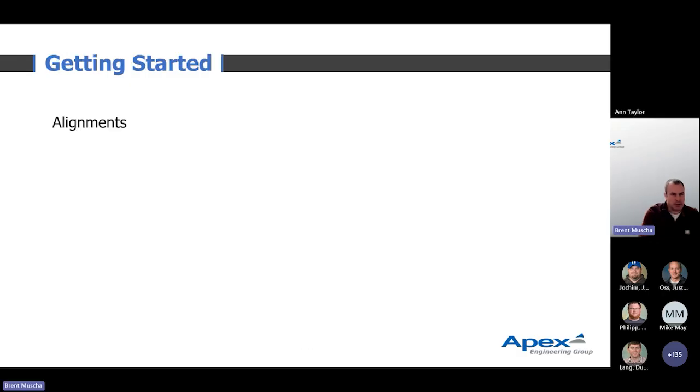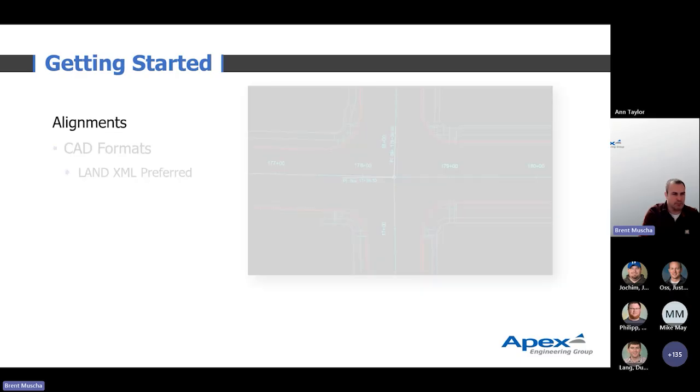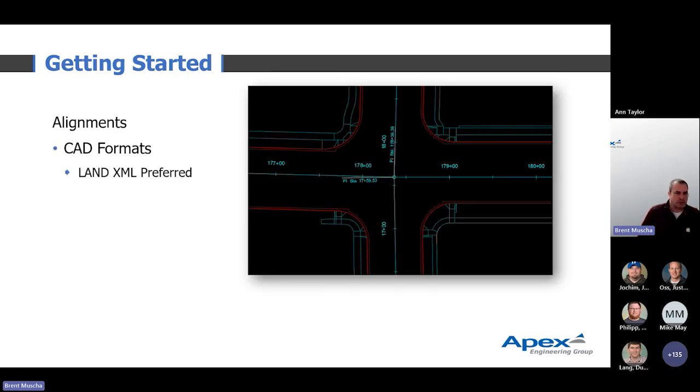So we'll talk a little bit about how we actually get our stationing into OnStation. Ideally, maybe it's a total reconstruction, and from the design portion of it, we already have some sort of alignment that was built in AutoCAD or Bentley. And those LandXML files can be exported directly right to OnStation to be loaded in the app.